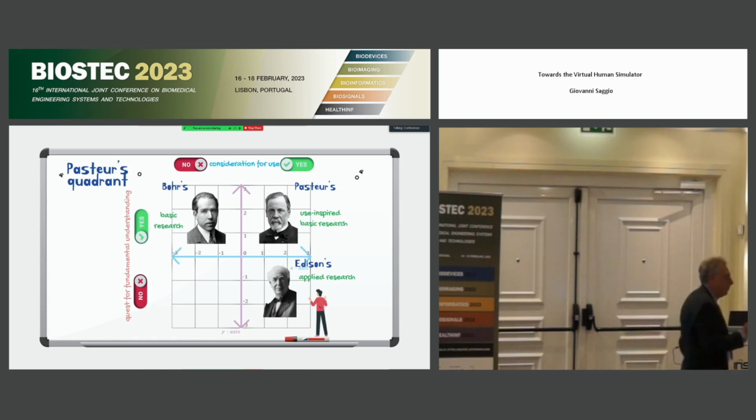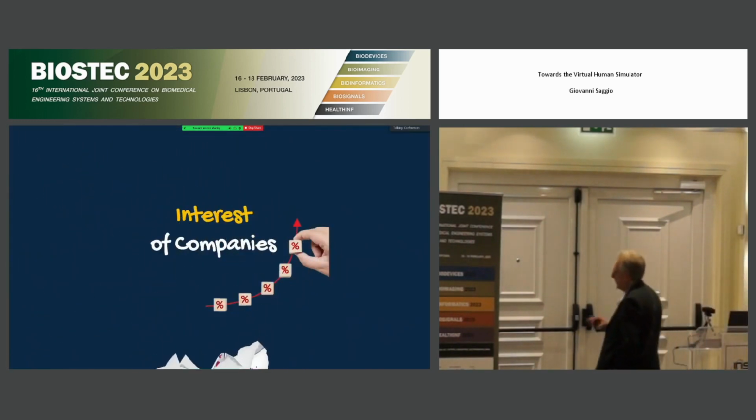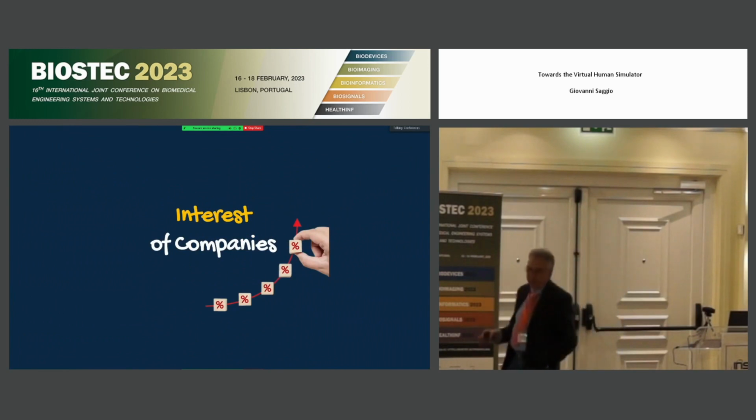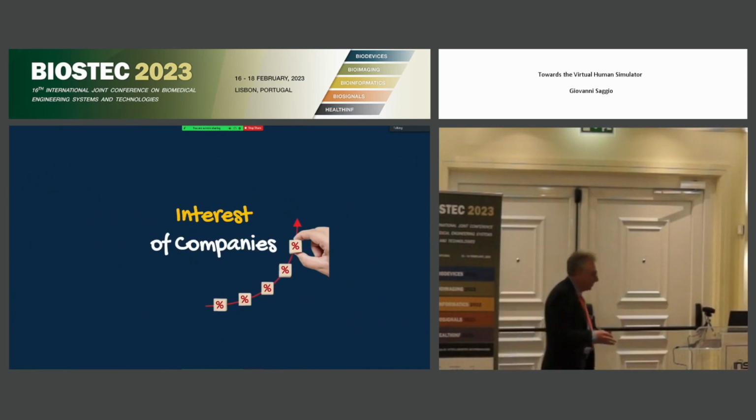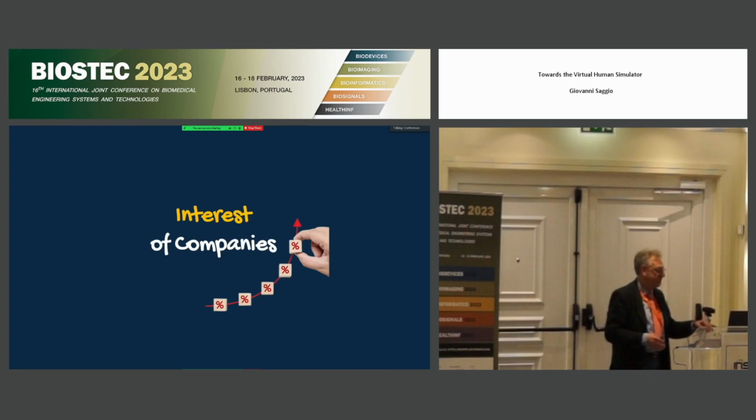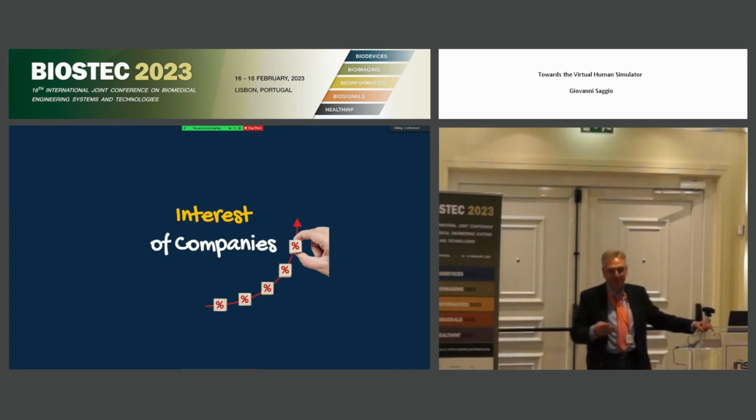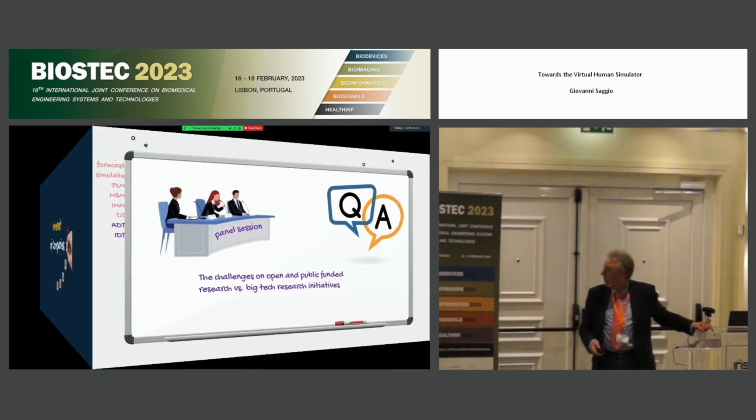So it means that you can sell your idea of digital twin for basic research or to ask for money to some companies, okay? But, okay, interest of companies. Because, okay, we are researchers, so we are most interested in basic research, but without money, it's difficult to do anything. So, companies.